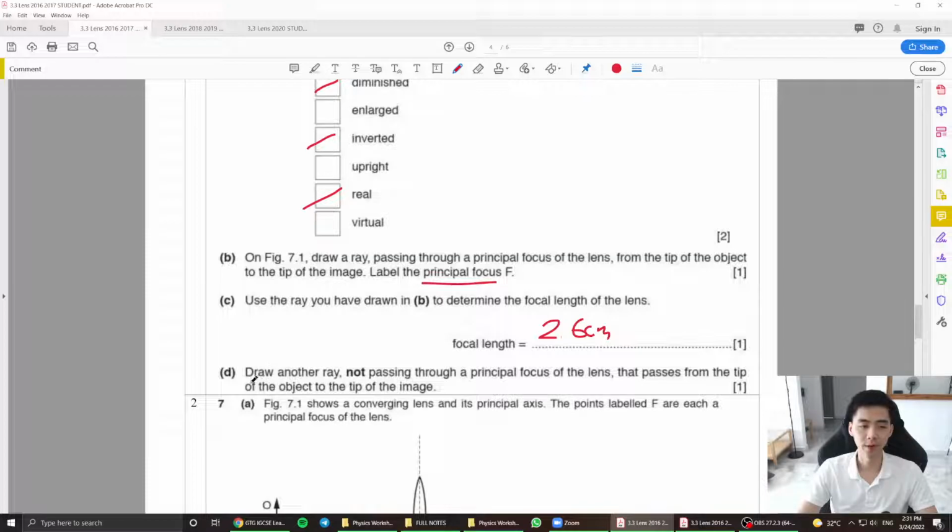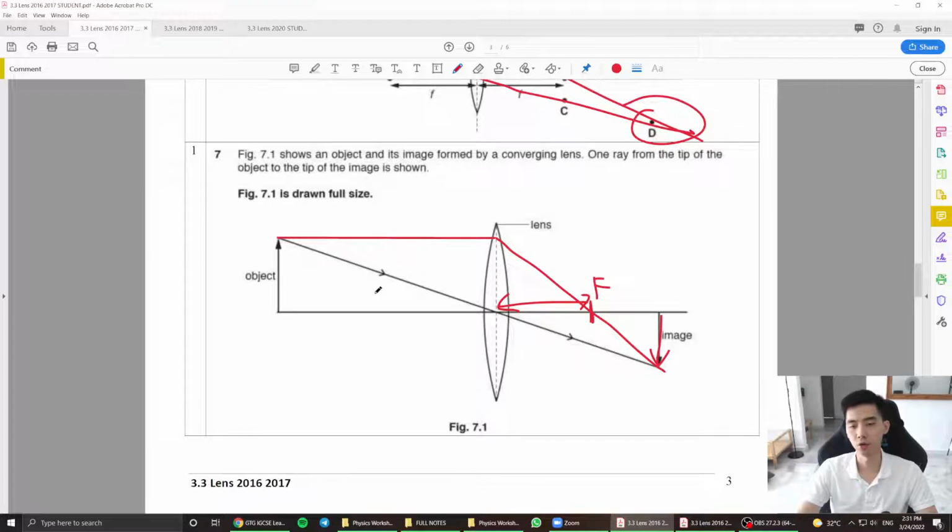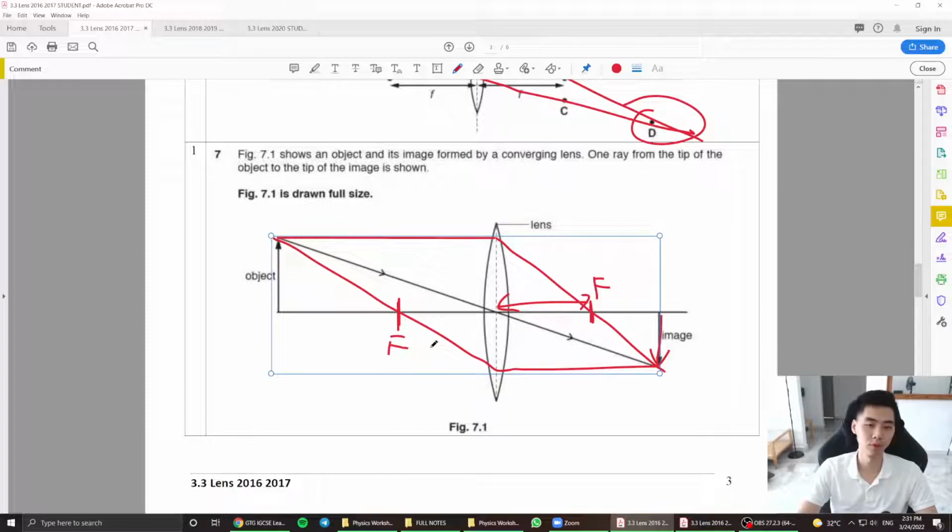Okay. Then finally, draw another ray, not passing through the principal focus of the lens, that passes through the tip of the object and the tip of the image here. Now, if I cannot draw the principal focus, what I cannot do is draw a horizontal line here and draw it like this, because this would have been the principal focus of the lens.